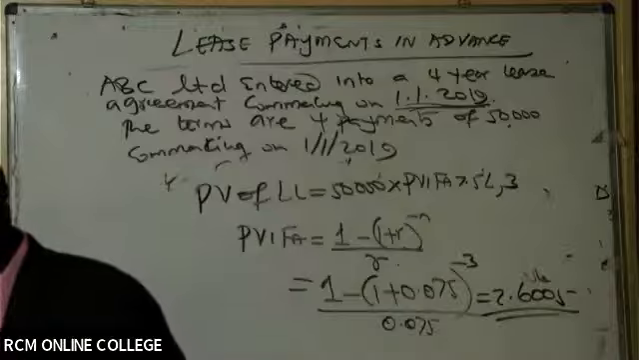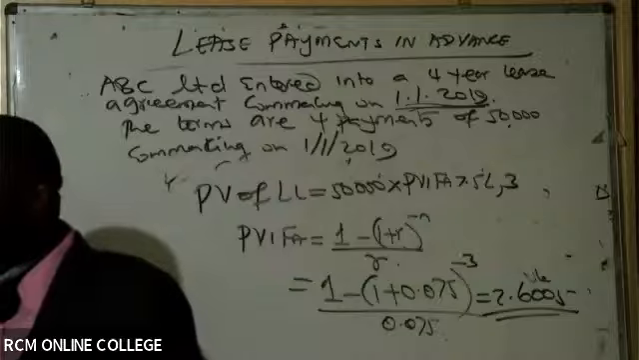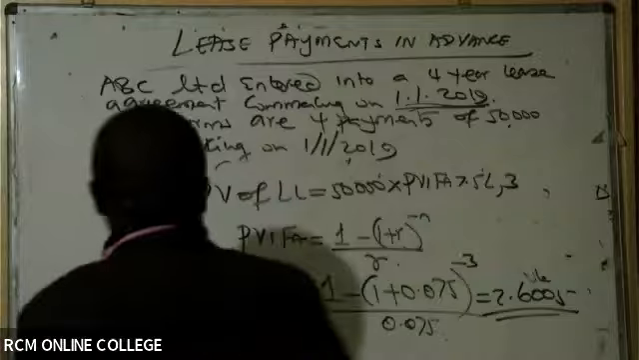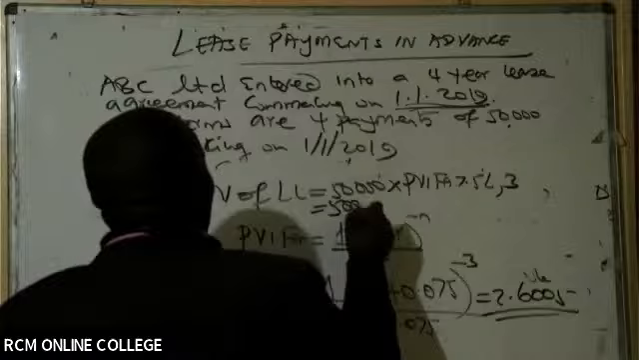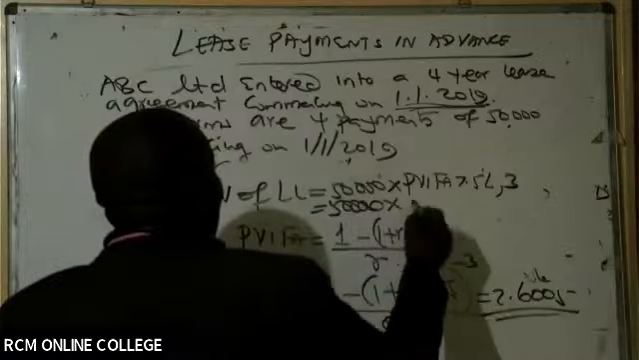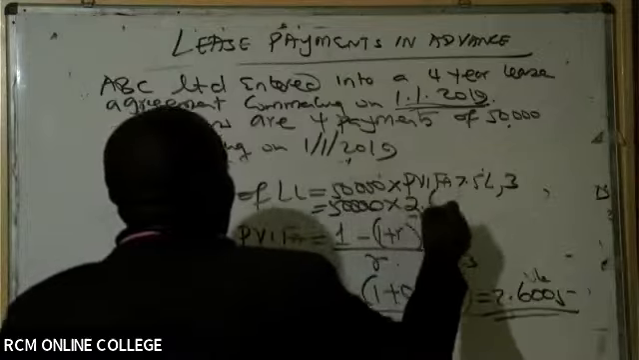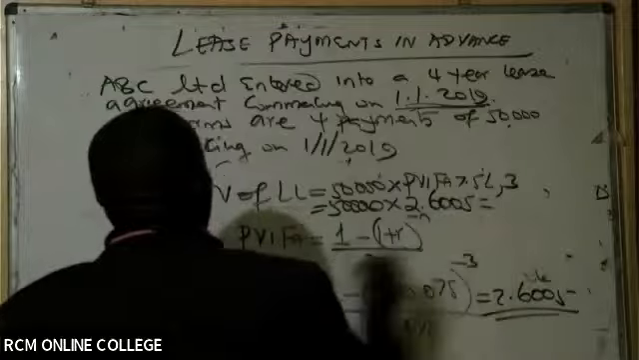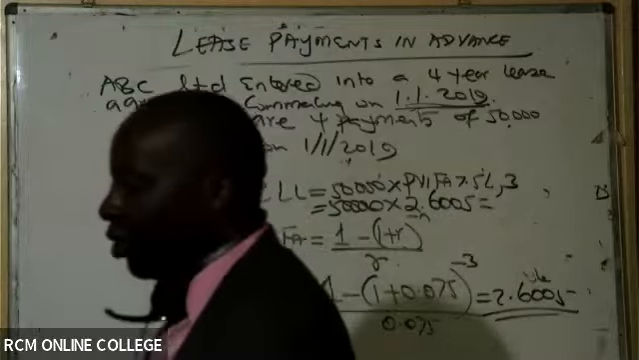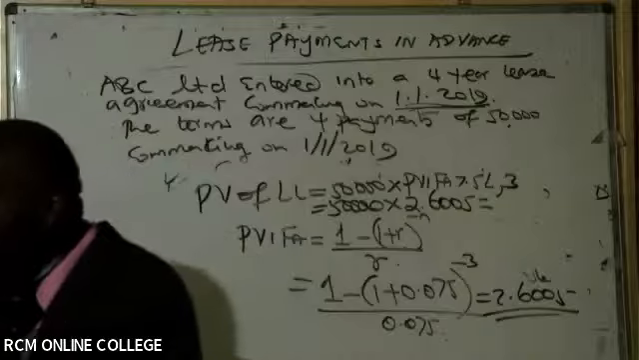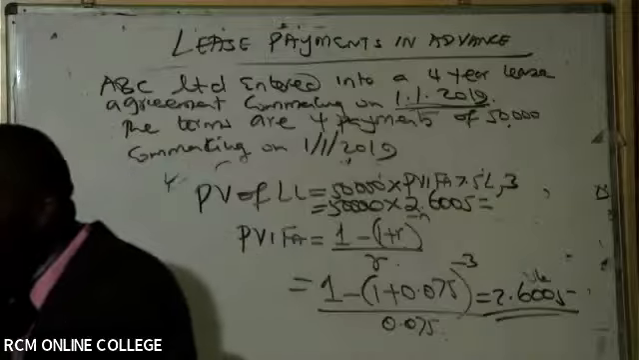2.6005. But what Ronald is getting there, full number. And then I'm going to figure out this one here and take the 50,000 times whatever answer you got there, which is 2.6005. So is there somebody who is able to give us this present value of lease liability? Is there somebody who is able to see 130,026?